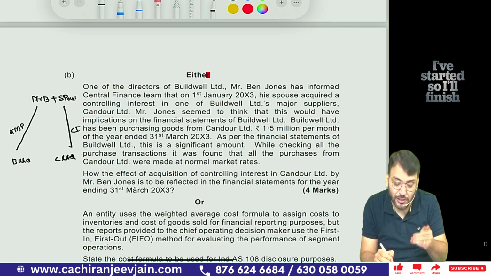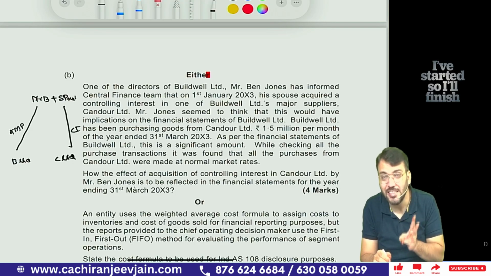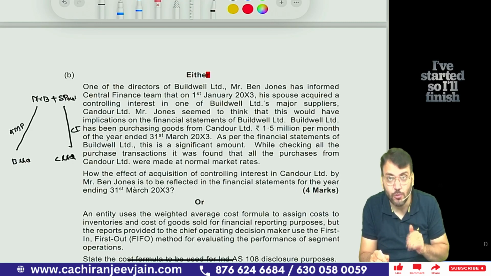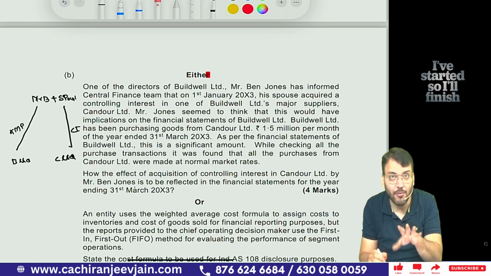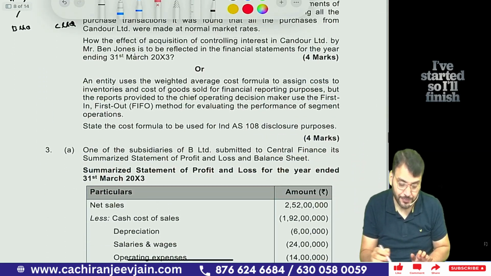Because the relationship started from 1st Jan 2003, the 3-month purchases require disclosure: 1.5 into 3, 4.5 million transaction requires disclosure. This will be the particular answer. Got this point? Yes sir.